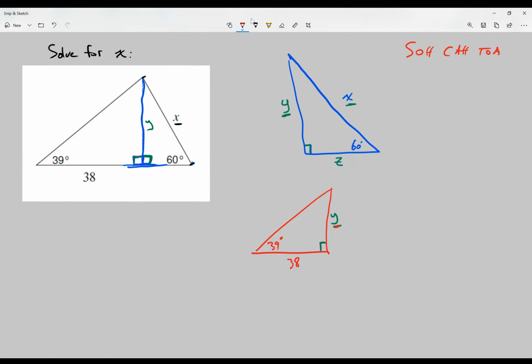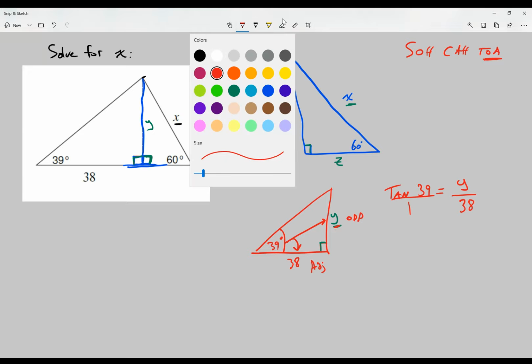To find y, well, I have this angle. It's 39 degrees. Y is opposite to that 39 degree angle, and 38 is adjacent to that angle. So opposite and adjacent, I'm going to use tan or TOA. So the tan of my angle, 39 degrees, will equal the opposite, which is y, divided by the adjacent, which is 38. And to solve for y, I set up a proportion, or in other words, I write tan of 39 over 1. And I can now cross multiply and divide.